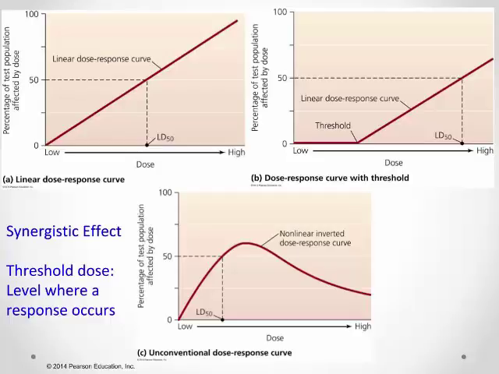Such curves are counterintuitive and have been a surprise to encounter in toxicology studies in the past few decades. Endocrine disruptors are a type of toxicant that display this type of dose response. We will discuss these types of compounds shortly.